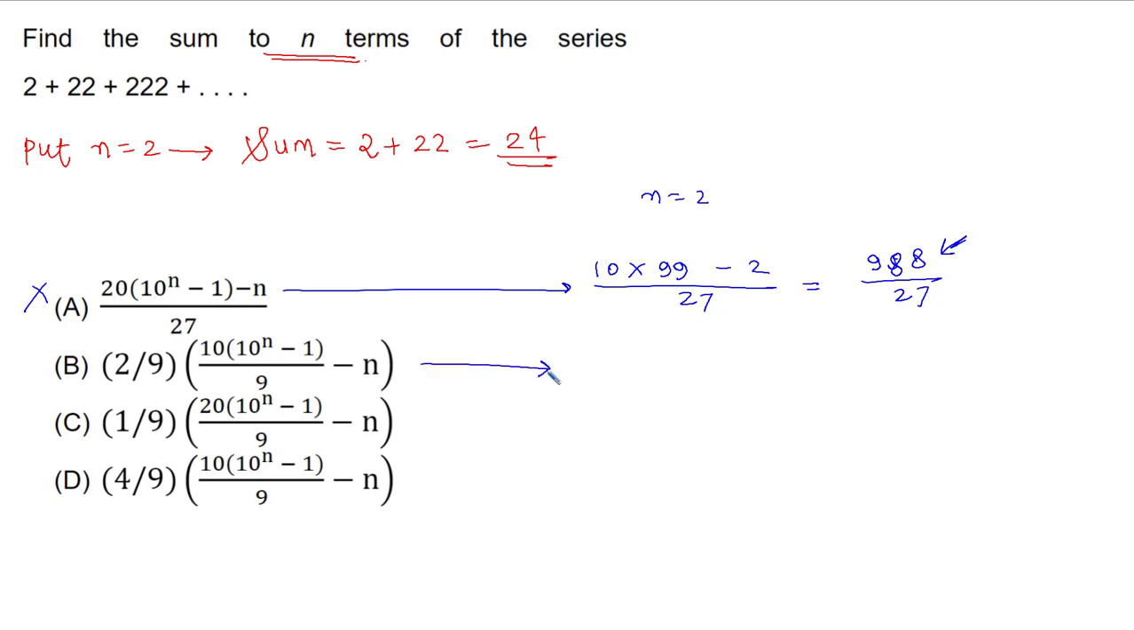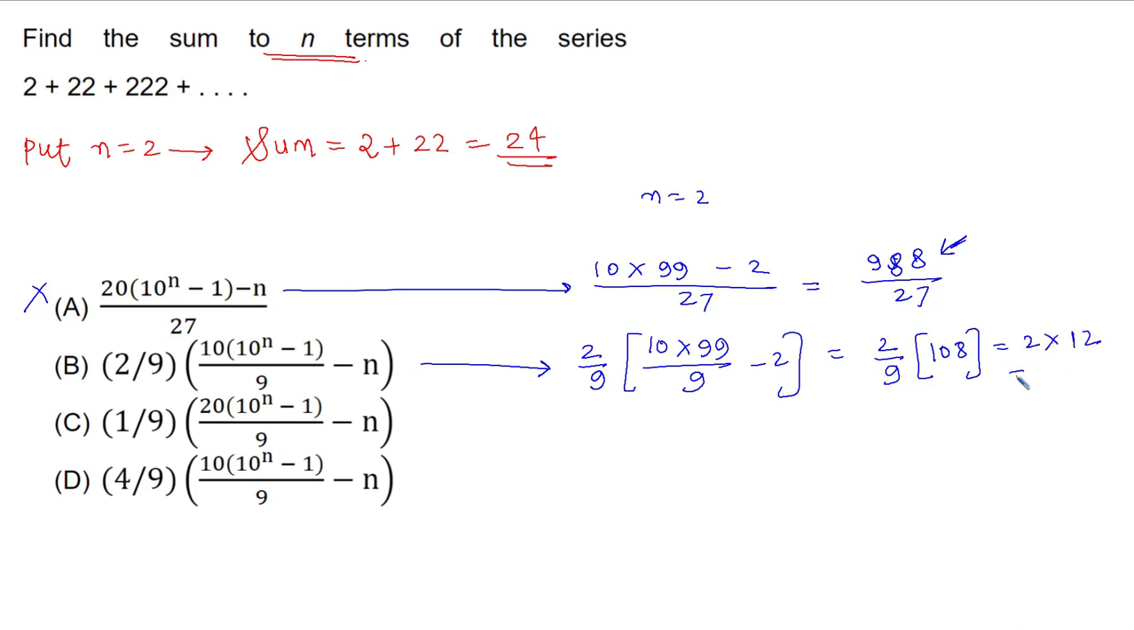Second option: 2 by 9 into 10 to the power 2 minus 1, which is 99, divided by 9, minus 2. If we solve this, we get 2 by 9 into 110 minus 2, which is 108. So this is 2 into 12, which is equal to 24. Yes, over here we got 24.